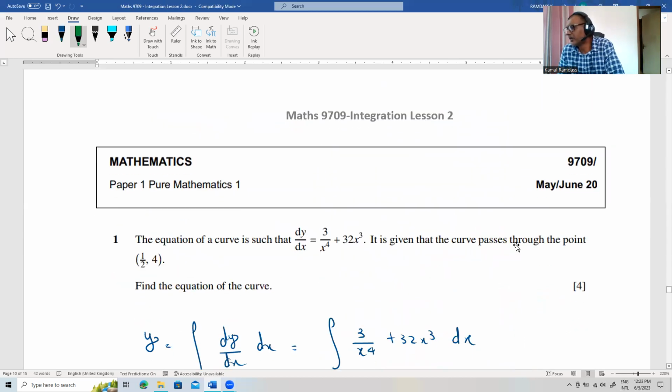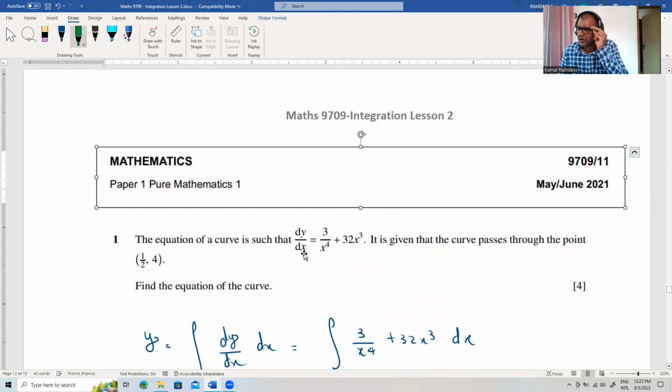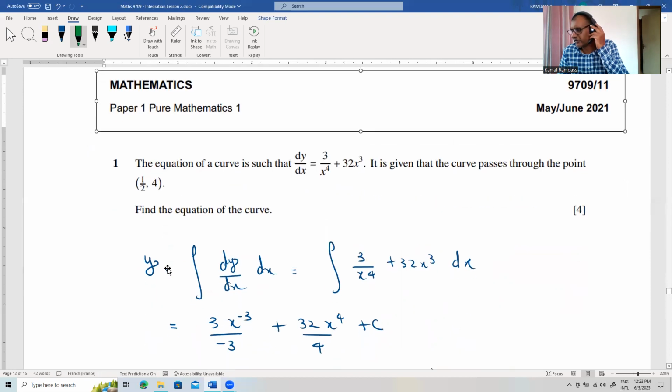May, June 2021. Question 1. The equation of a curve is such that dy by dx is equal to 3 over x to the power of 4 plus 32 multiplied by x to the power of 3. It is given that the curve passes through the point half and 4. Find the equation of the curve.